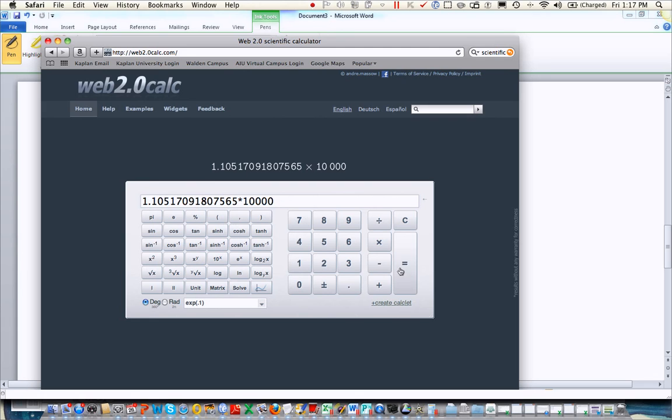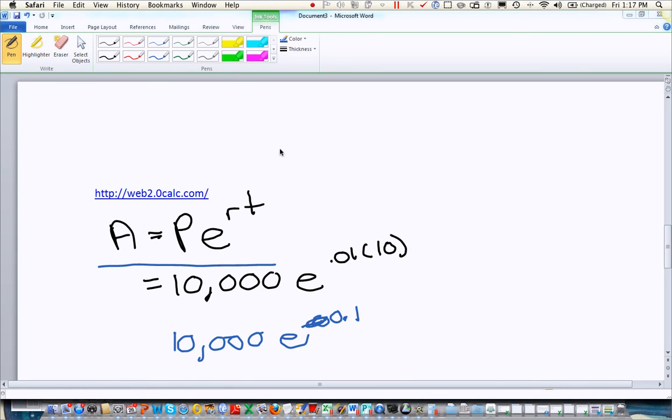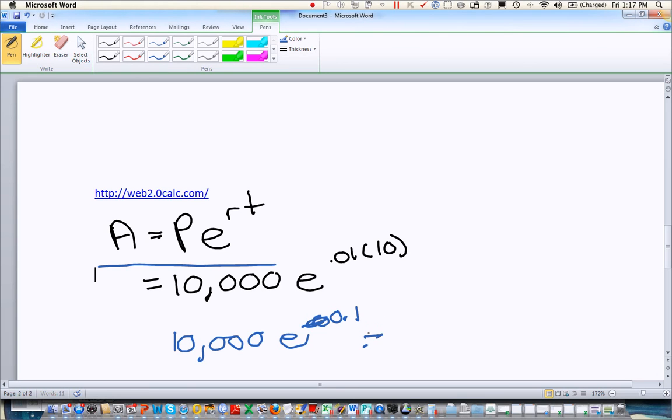I'm going to double check, make sure I got all my zeros in there. I did. You'll see that it's not a whole lot different than the other method. I'm going to end up with $11,051.71. So woohoo, I did get about 50 more cents out of the deal.